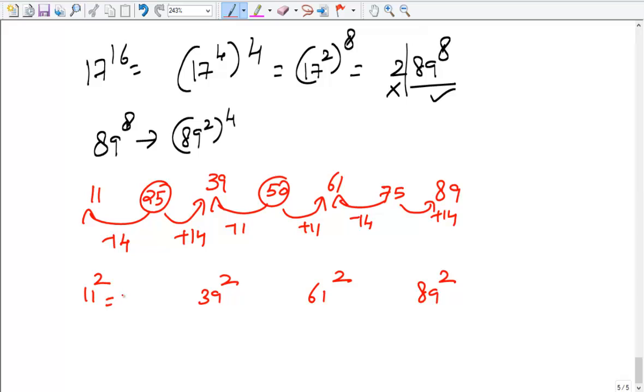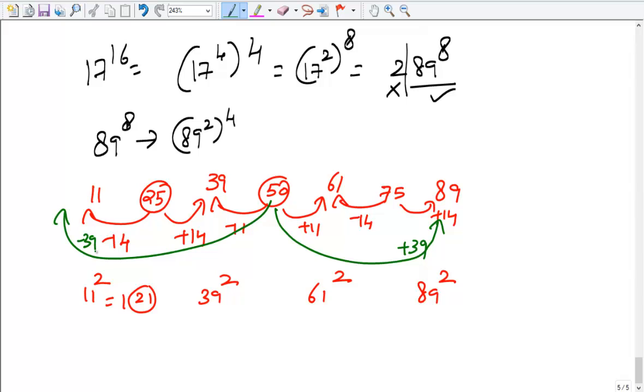So for 11 square we have got 21. You can do it the other way. Should you take every single deviation from 75, 50, 25? No, you can take a deviation from 50 directly. So this deviation is plus 39. Now you can take the deviation, that's going to be minus 39. This is the application of binomial theorem.